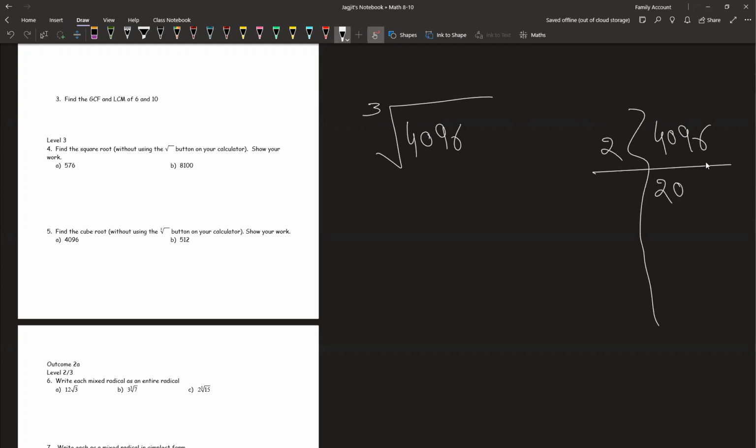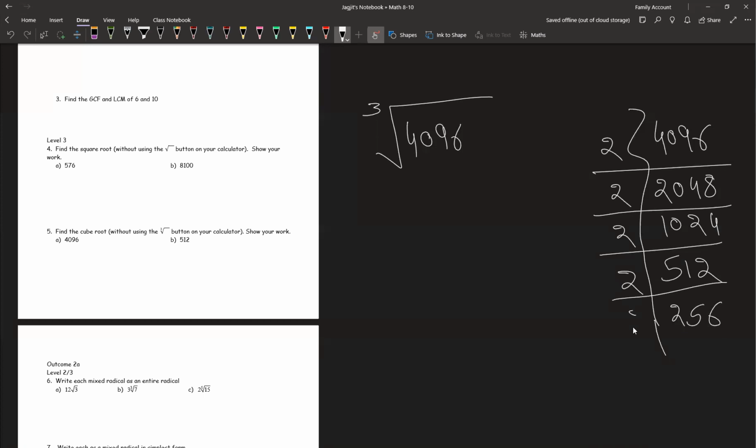This becomes 2048. Divided by 2, you get 1024. Divided by 2, 512. Divided by 2, 256. Divided by 2, 128. Divided by 2, 64. Divided by 2, 32. Oh man, so many 2s.